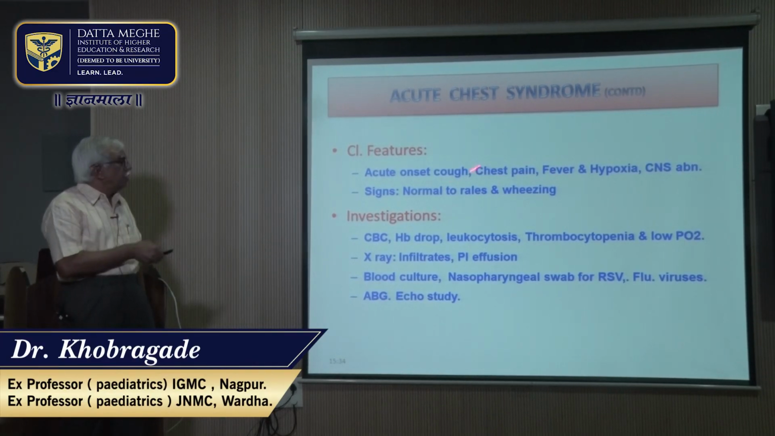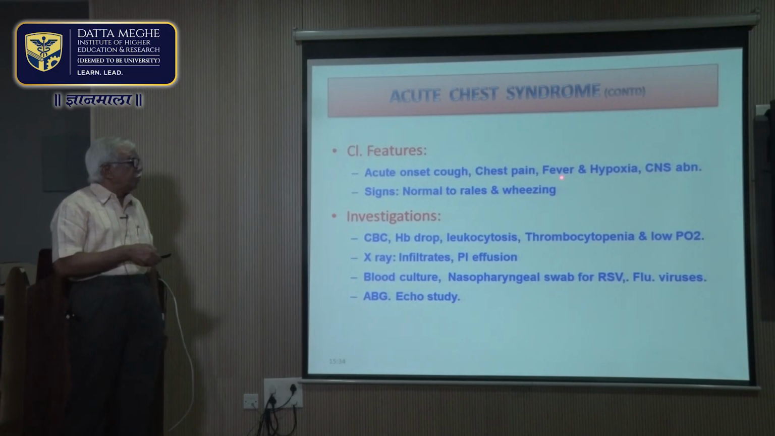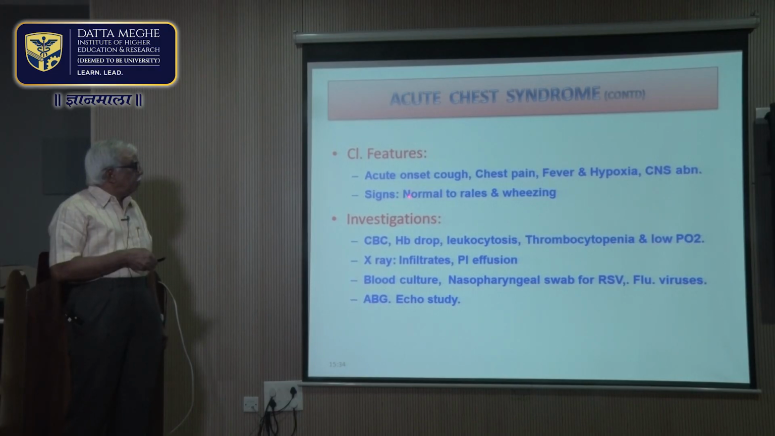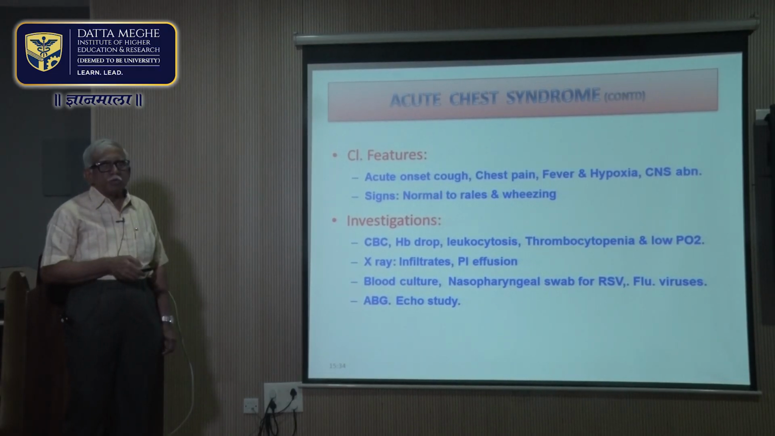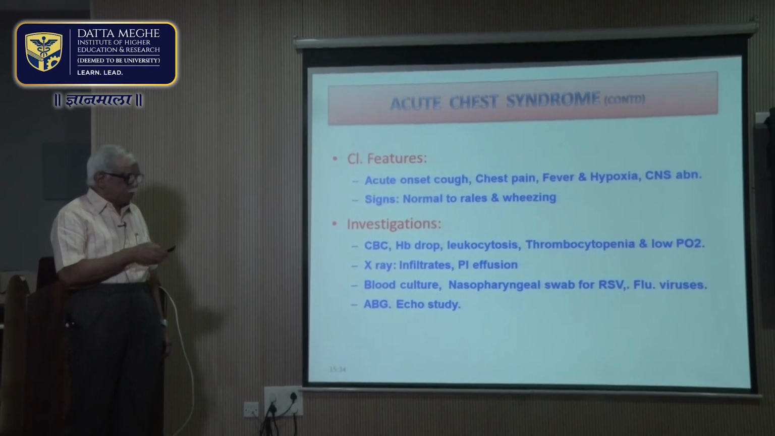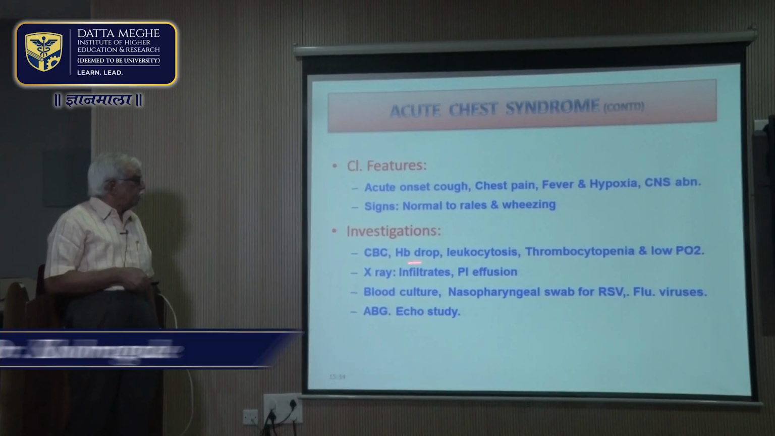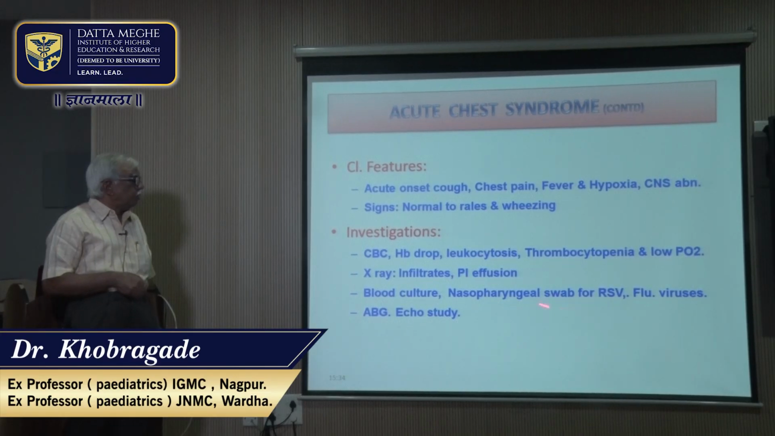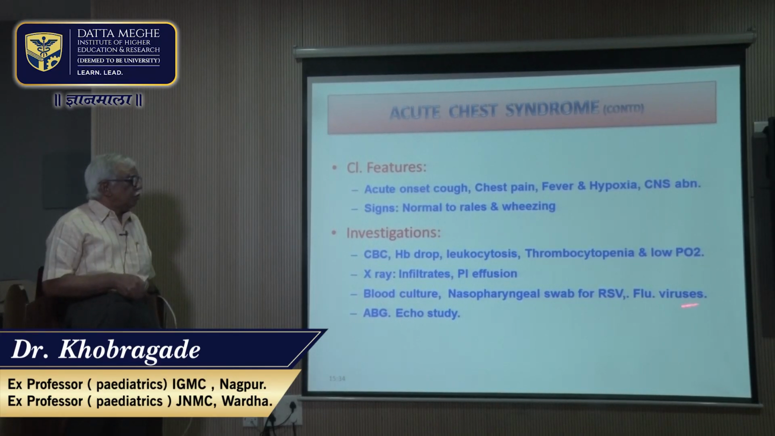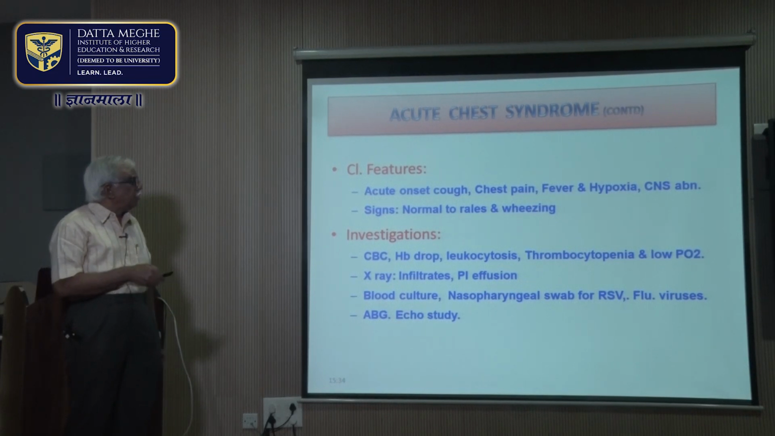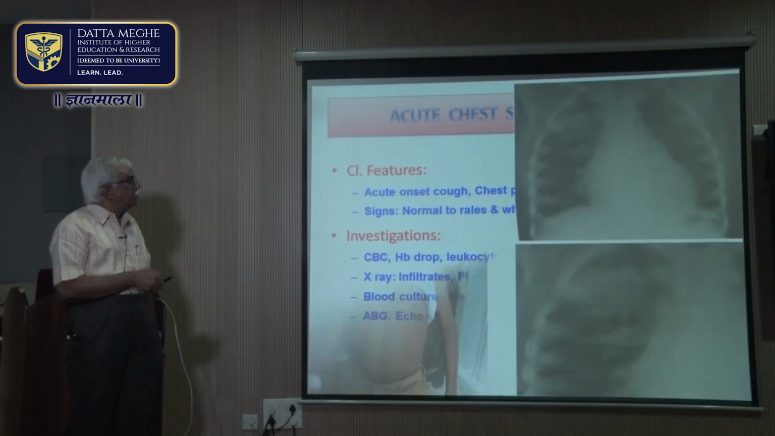So, these patients' clinical features are cough, chest pain, fever, hypoxia, CNS abnormality, they may be obtunded, they may have a normal chest because it is the interstitial pathology most of the time, and sometimes there is wheezing. Investigations are the hematological, X-ray investigations, blood culture, and even the flu viruses, respiratory syncytial viruses, and ABG and echo study. All this has to be done in patients suspected to have acute chest syndrome.